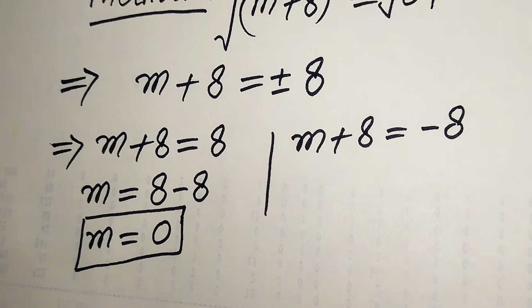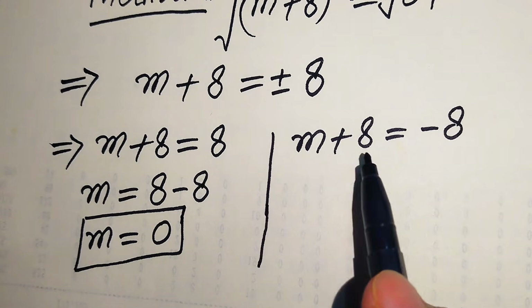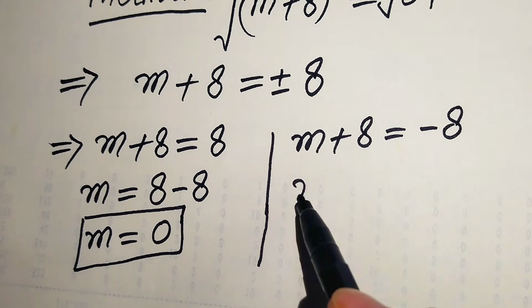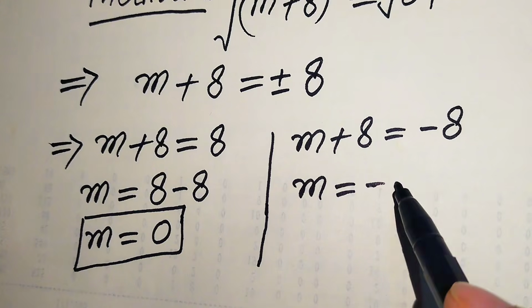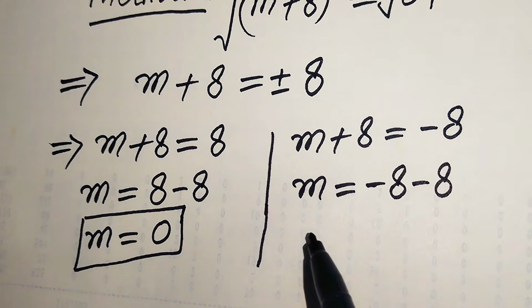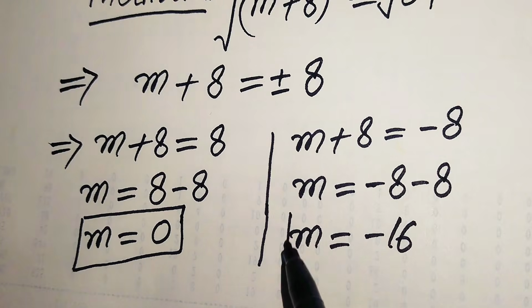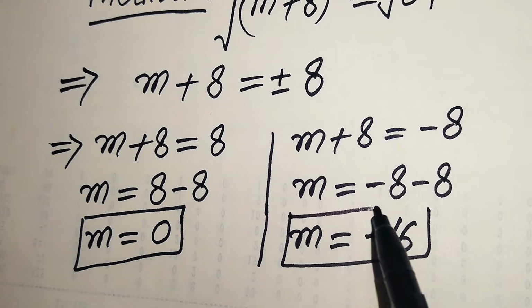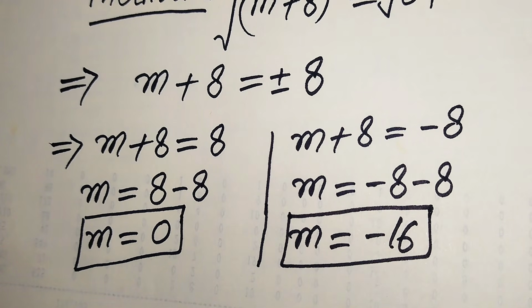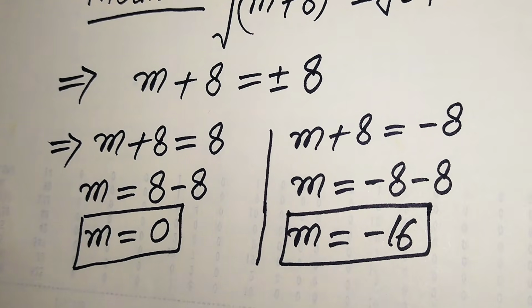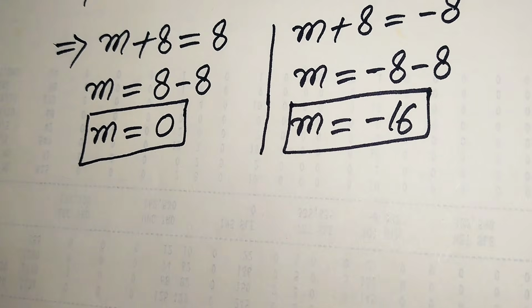So this is the first root of the given equation. From here we move this plus 8 to the right-hand side, and we get m equals minus 8 minus 8, and we easily get the value of m equals minus 16. This is the second root of the given equation which we get in the first method. So these are the two values of m which we get in the first method.